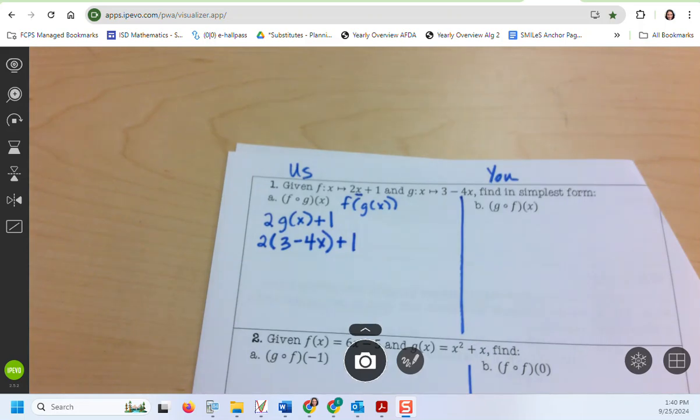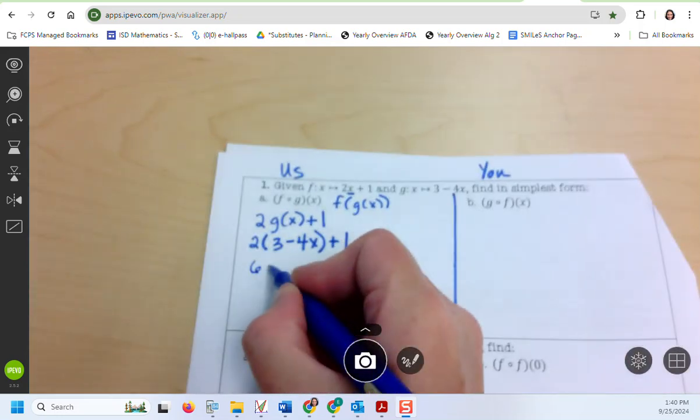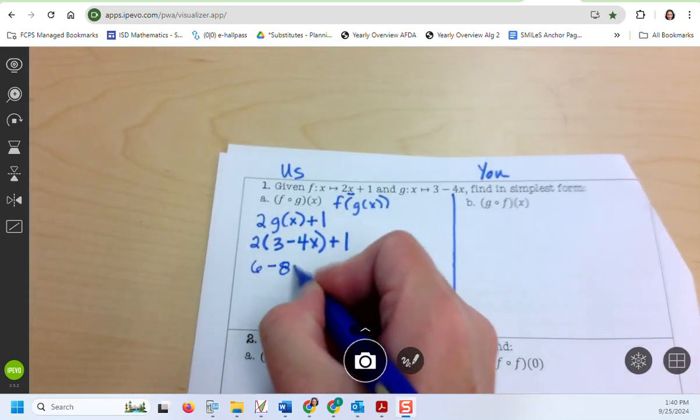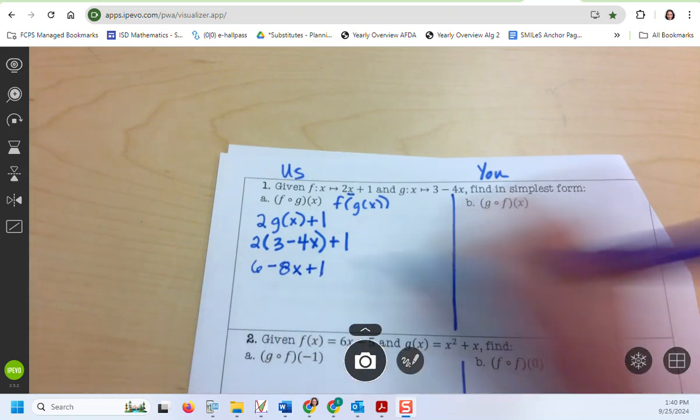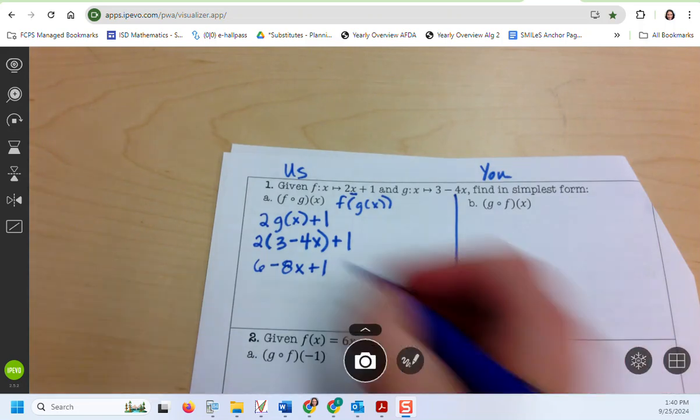So I'm putting function g into function f. And then I'm going to simplify. So I'm going to distribute and then combine like terms. So distributing, I get 6 minus 8x. And then combining like terms, I get negative 8x plus 7.